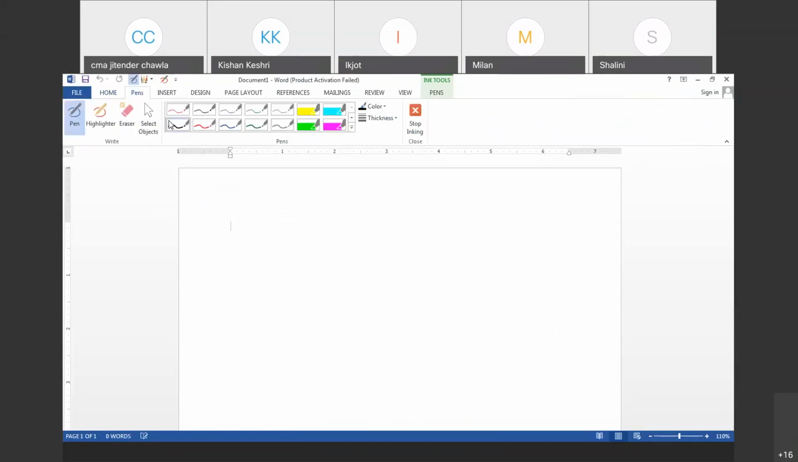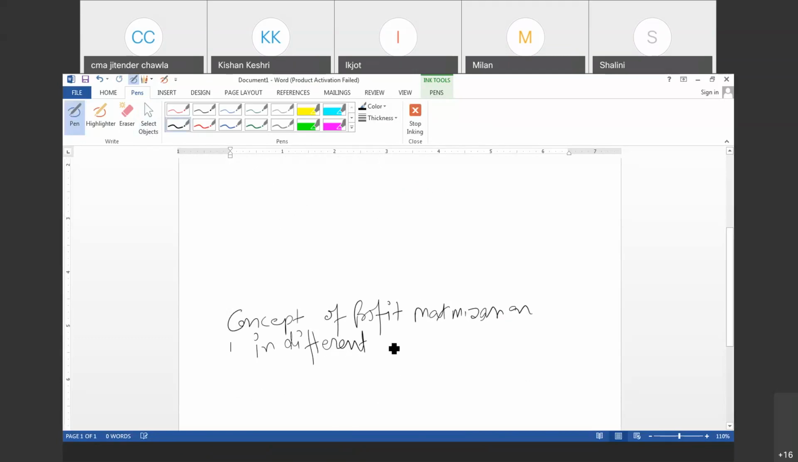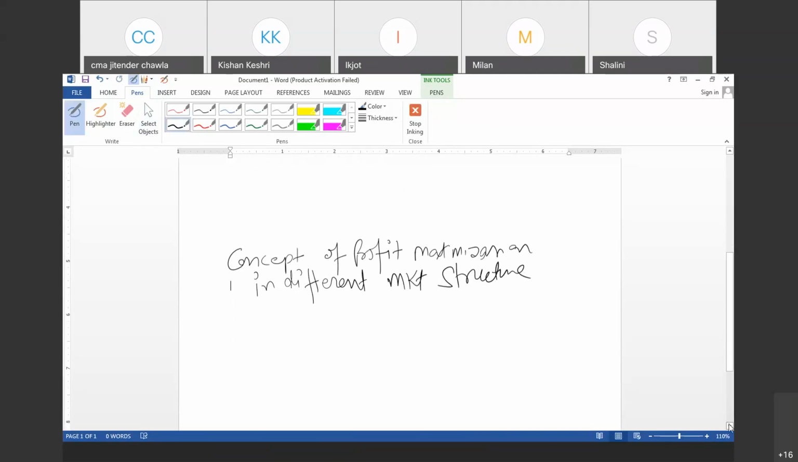We start the concept of profit maximization in different market structures. Begin with this concept. Let's understand what is the meaning of market.